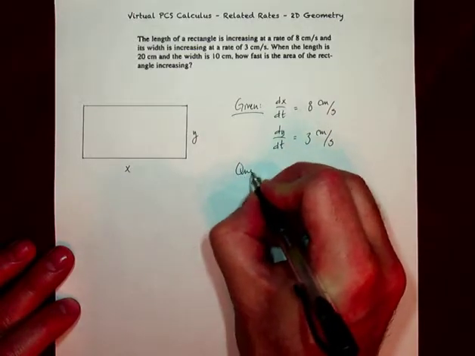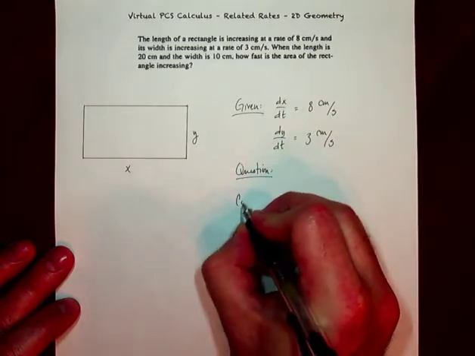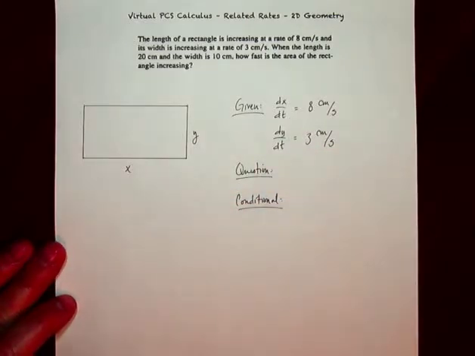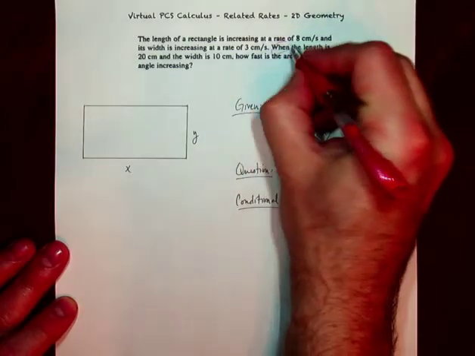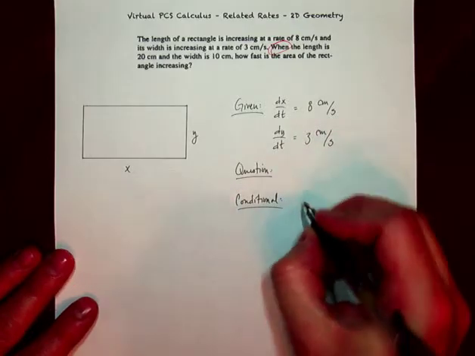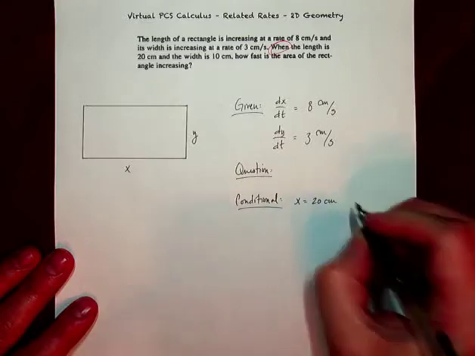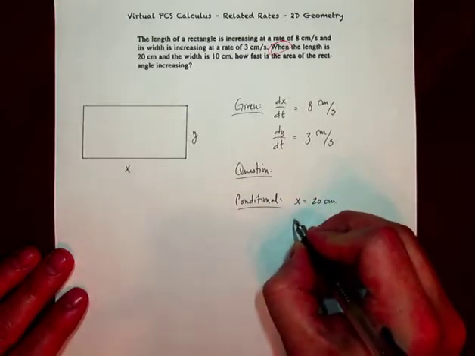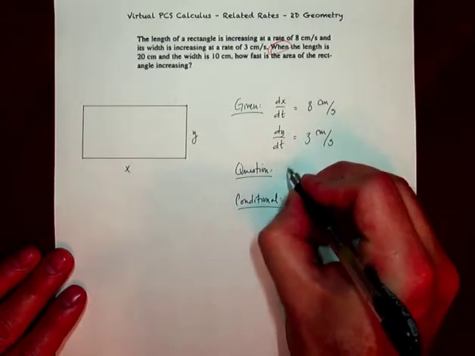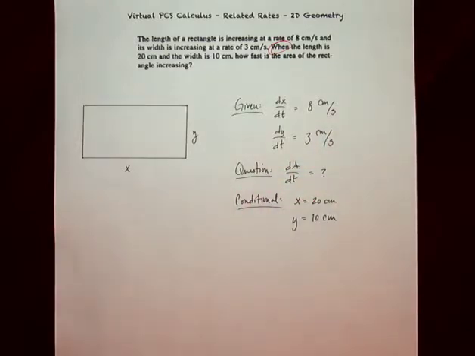We need to identify the question. This is an odd one because it asks the question last and gives us the conditional information first. We notice that largely because we're able to pick out the temporal word "when." When the length is 20 centimeters, so when x is 20 centimeters, and when the width is 10 centimeters, so when y is 10 centimeters, how fast is the area increasing? So we want dA/dt.